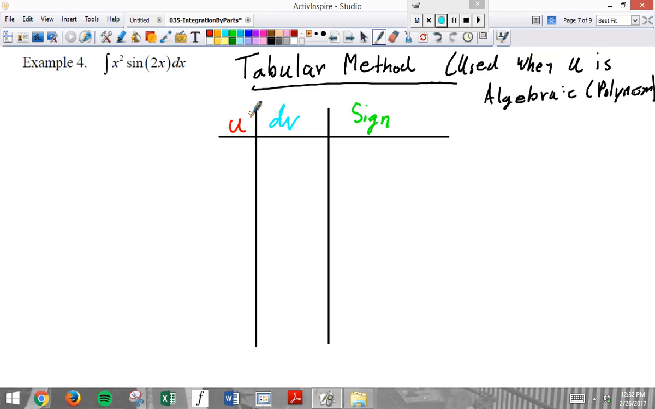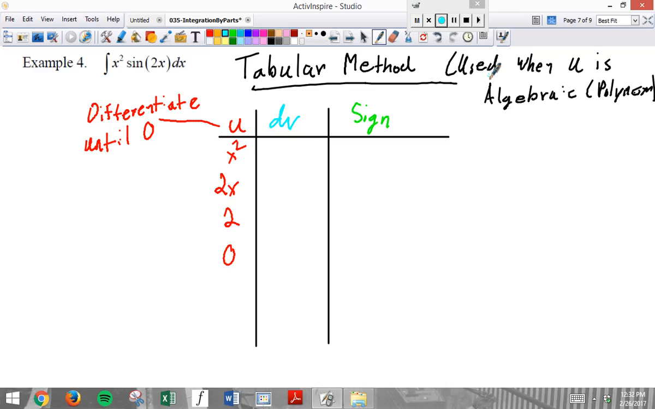So, my U starts out as x squared. And I just differentiate downward, differentiate until 0. 2x, 2, 0. Okay? 0.